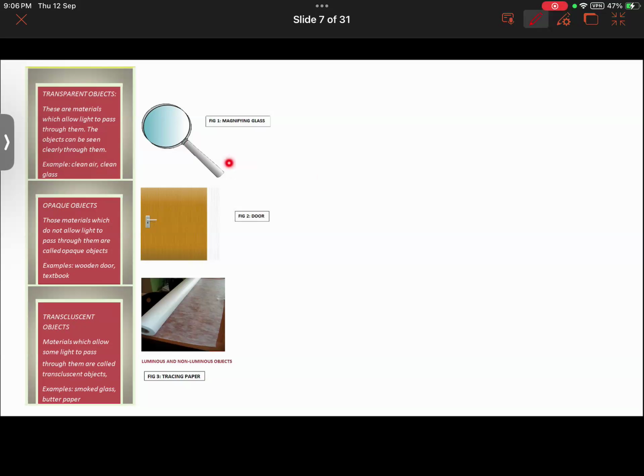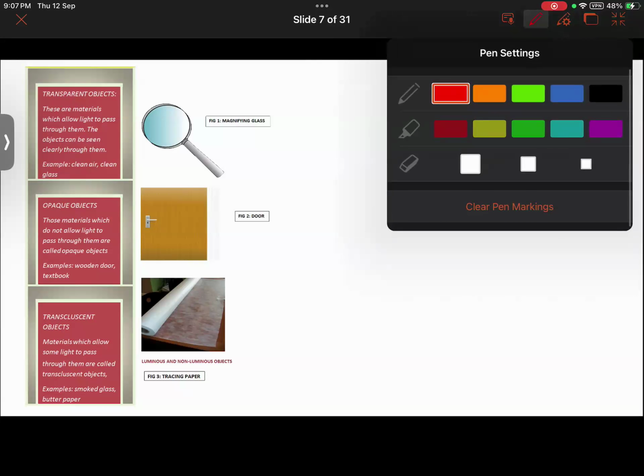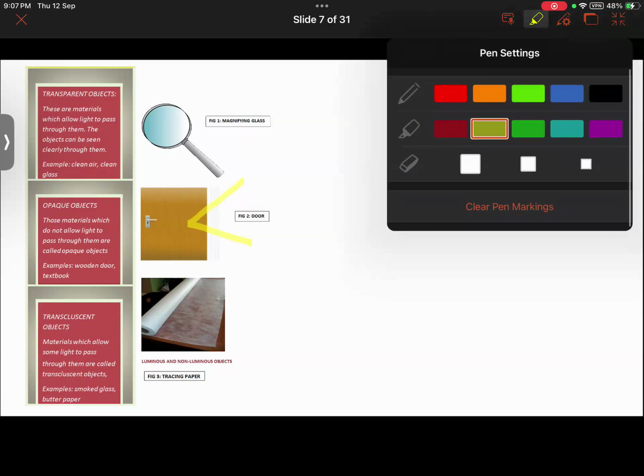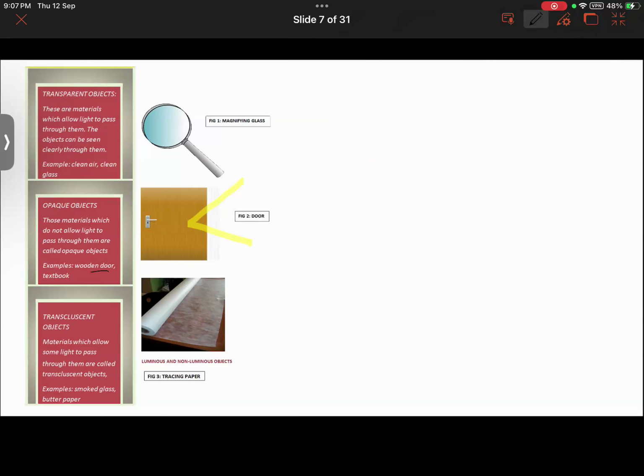Then you have an opaque object like this door here. This door will not allow light to pass through it, and we can't see objects through it. It will block the light, it will reflect the light rays, and it will make a shadow. So that is the case of the opaque object: light rays get bounced back from it, and thereby a shadow is formed. Examples are a wooden door, a textbook, a piece of rock, or other objects.